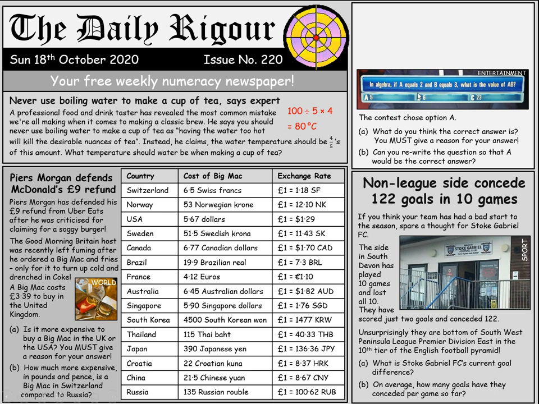So the answer, of course, is going to be 6. So the answer is B, and that's because AB means A times B. And so in this case, it would mean 2 times 3, which is 6.